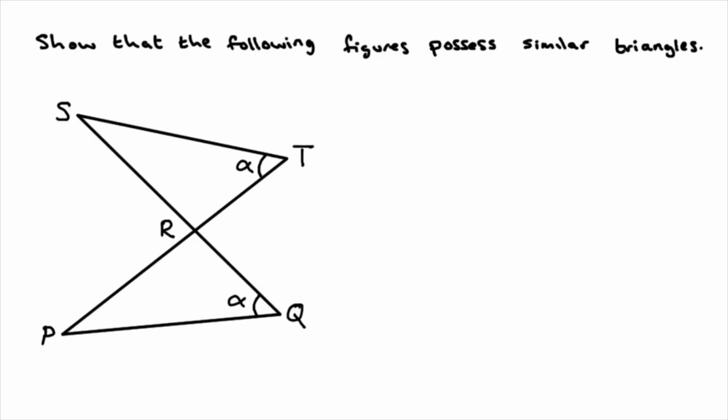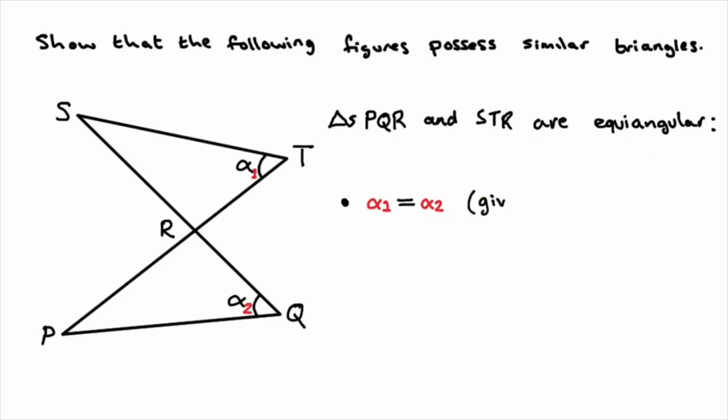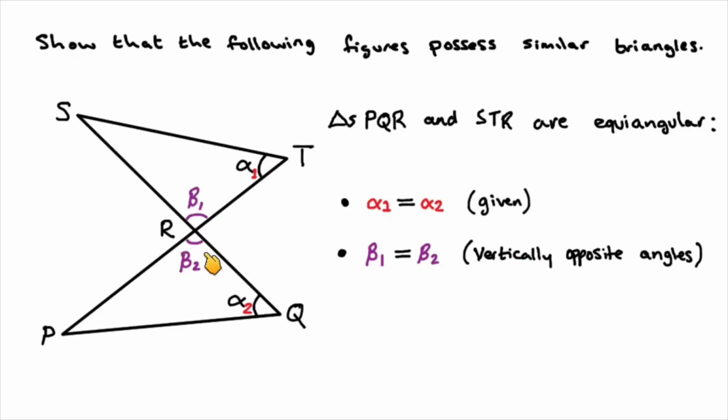So you may have done something like this. Triangles PQR and STR are equiangular as alpha 1 and alpha 2 are equal, and that information is given to us. And then beta 1 and beta 2, so these are equal vertically opposite angles. So therefore, the triangles are similar.